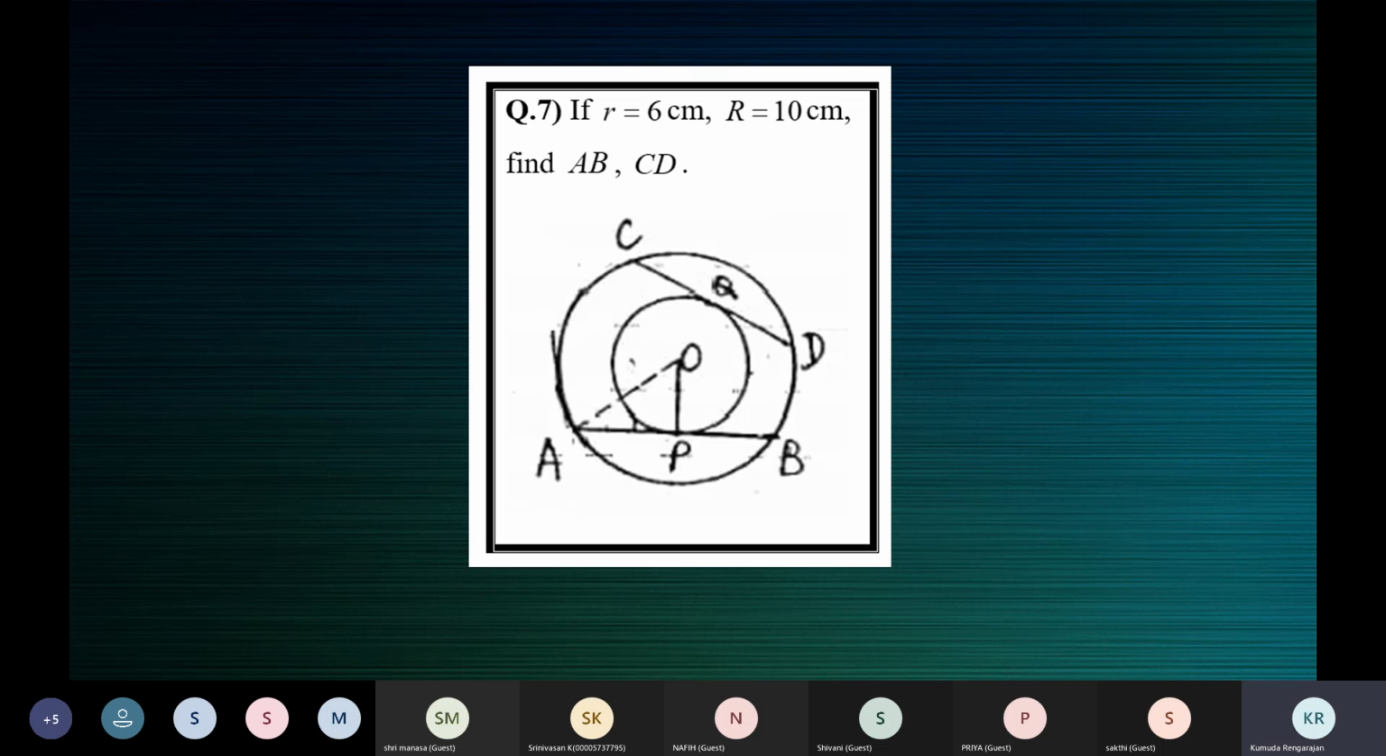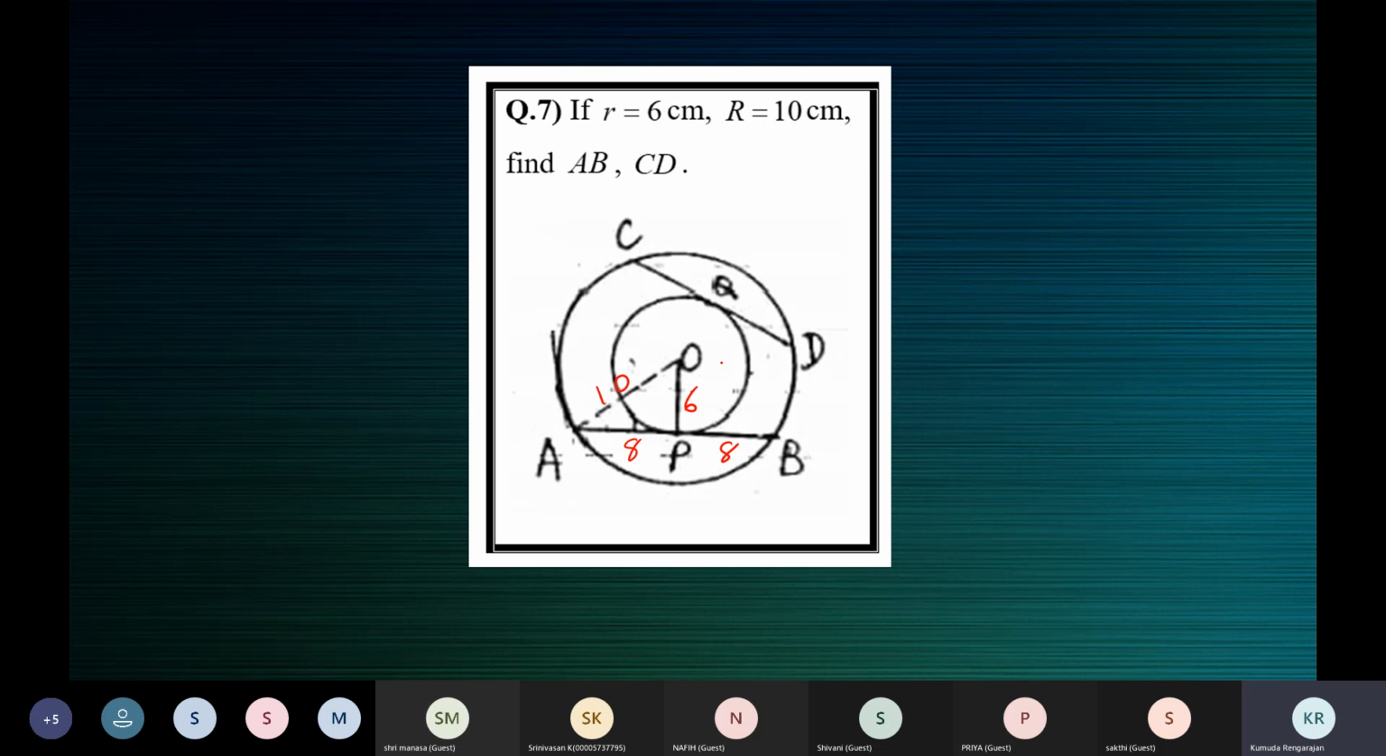All of you have taken down the figure? Yes. All right. The value of small r is 6, so that means this is 6. Capital R is 10, so OA is 10. So how much is AP? 8. So this PB is also 8. 8 plus 8, 16 is the length of AB.